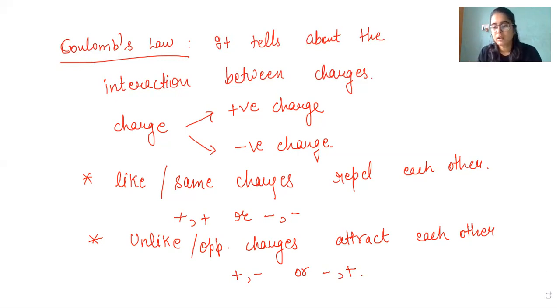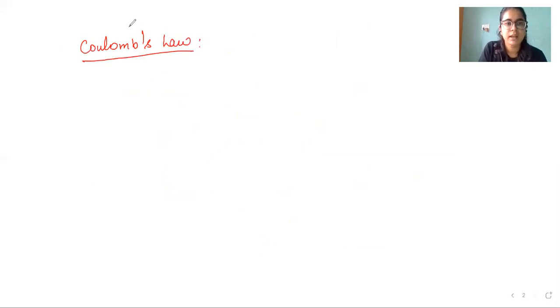Clear? So now Coulomb's law tells you about the interaction between the charges, how the charges interact, and how the force acts between these two charges, or more than two charges. Now we will define Coulomb's law. To understand it, let's first take an example. Suppose we have two charges, plus Q1 and plus Q2. These two charges are point charges.